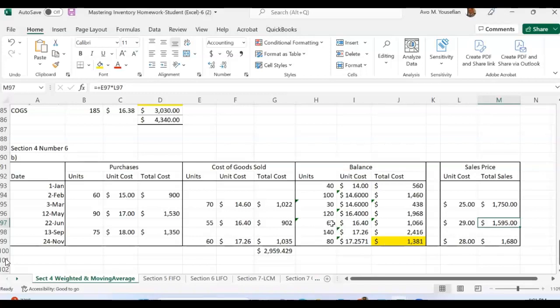So what is left? Available is 120 less 55 sold. That's end at this moment, 65 units. And the cost is 1968 less cost of goods sold is 1066, and that's the average cost.